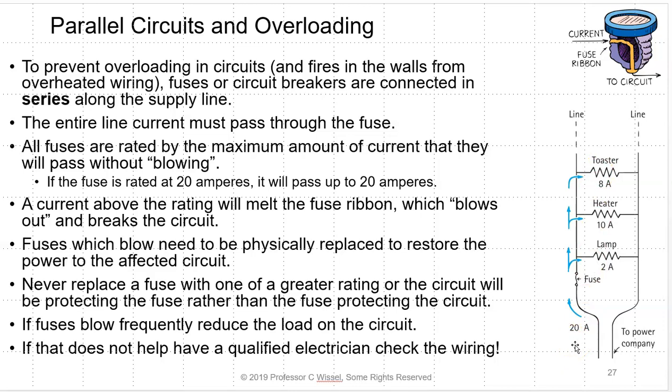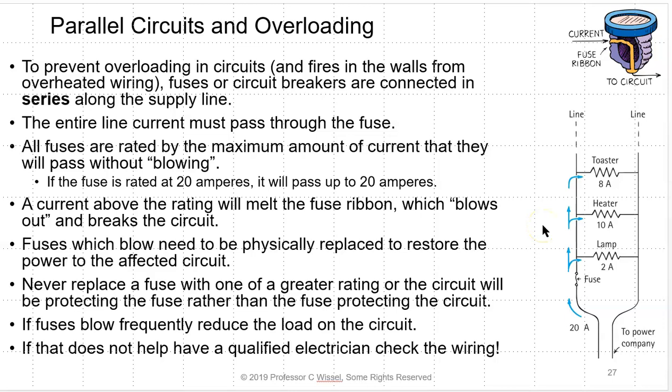So to prevent overloading of circuits and fires in the wall from overheated wiring, fuses or circuit breakers are connected in series along the supply line. So this means in this case, the entire current from the circuit passes through the fuse. All fuses are rated by the max amount of current that they will pass without blowing. If a fuse is rated at 20 amps, it will pass 20 amperes, or anything less than that.